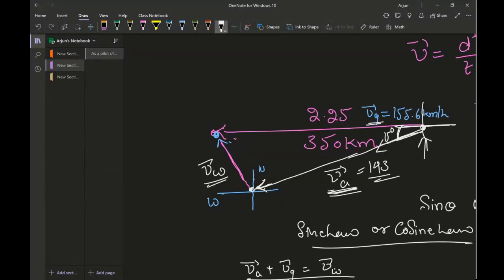So again, if you want to solve it using the cosine law, go ahead and try and do that. If you don't know what is cosine law, you can use the component method.